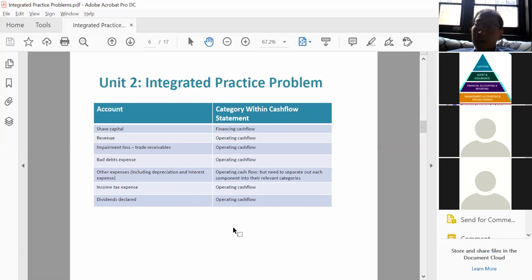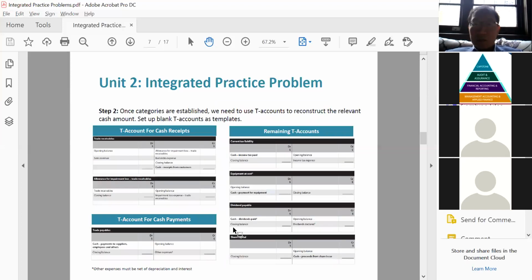So again, recall back in Unit 2, we had three different major segments within the cash flow statement. There's operating cash flows, there's financing cash flows, and there's investing cash flows. Okay, so that is going to be the first step.